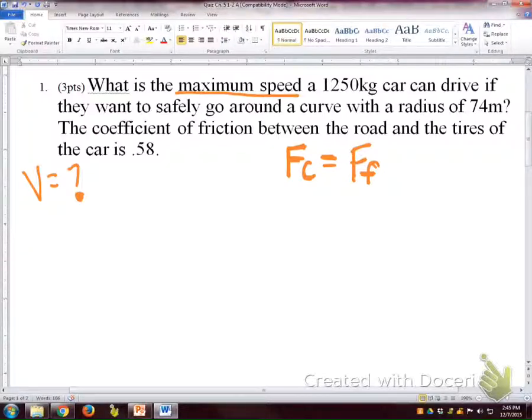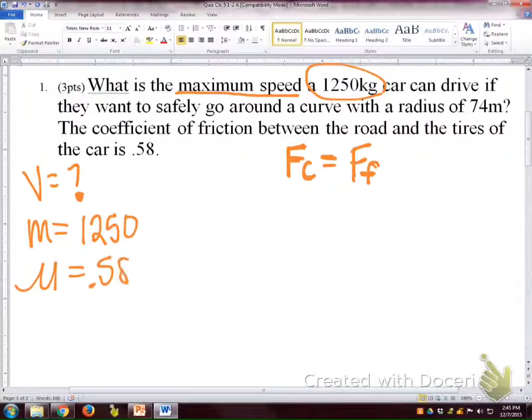So let's look at what else our problem gives us. It gives us our mass. It gives us the coefficient of friction. And that's it, right? Oh, and the radius. I'm sorry, radius is 74 meters. All of those are in the right units. We don't need to do any conversions here. So we can start looking at our equations for centripetal force and frictional force. And I'm going to go ahead and substitute those two things for their individual equations.